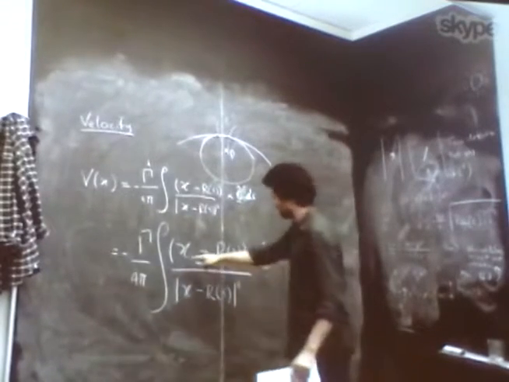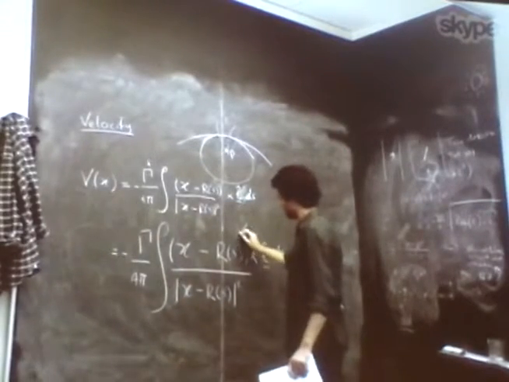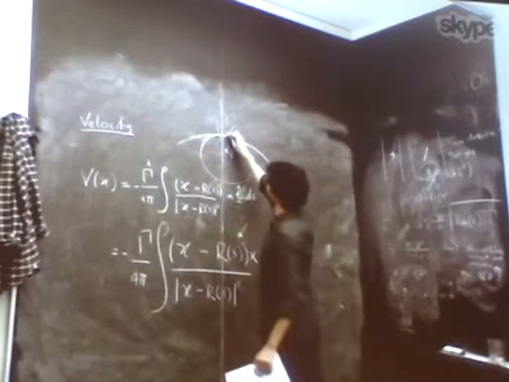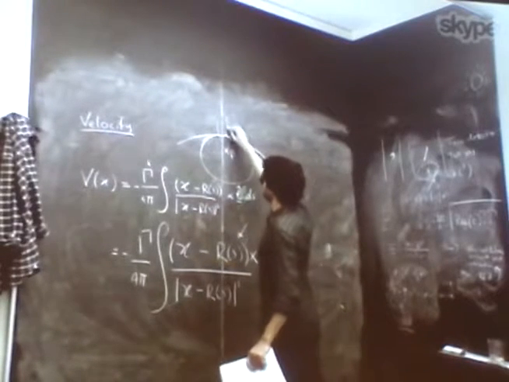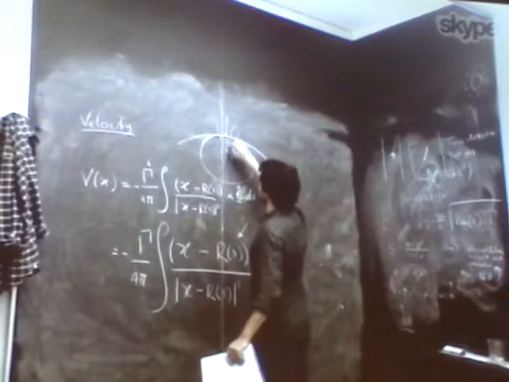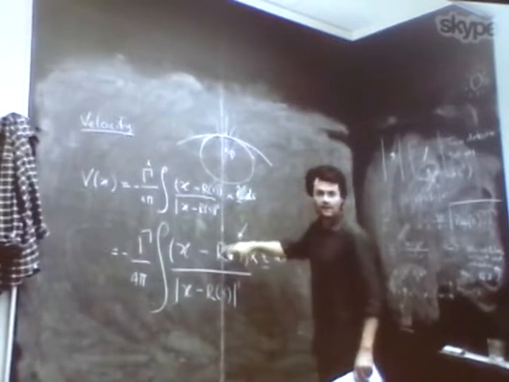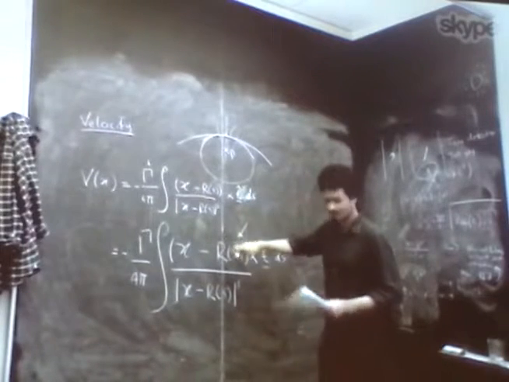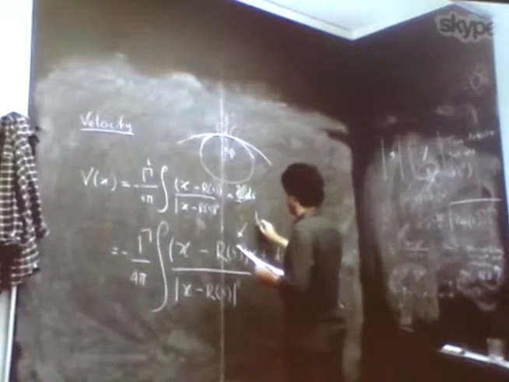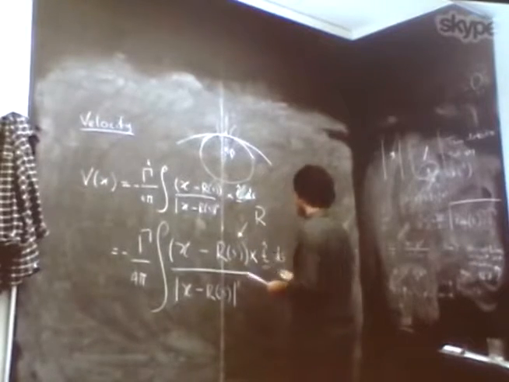Now we have our local description of our curve. We can take a particular point on the curve, which is the point that we want to calculate. We can write down our local expansion for R of s.